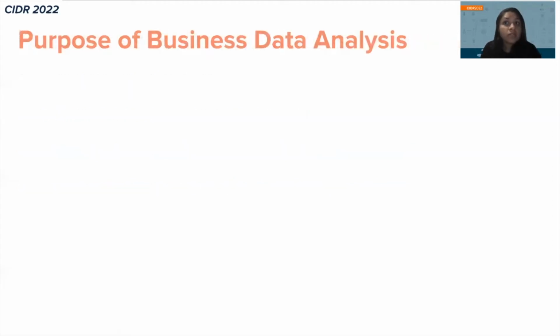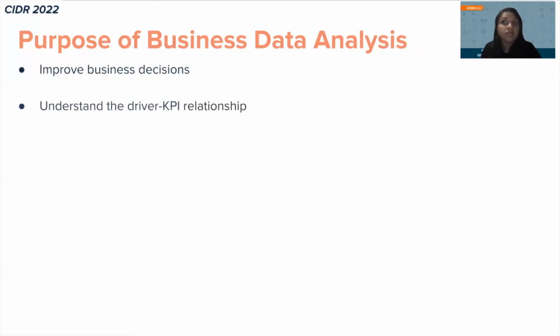To overcome the challenges of the current analysis process, we take a step back to understand the purpose of business data analysis and learn what the BI systems should be optimizing for. We find that business users do not just perform exploratory analysis, but use it as a means to improve business decisions. The users typically come to make these decisions by understanding the relationship or functions between two sets of variables, the input variables or potential drivers and the output variables or business key performance indicators or KPIs.